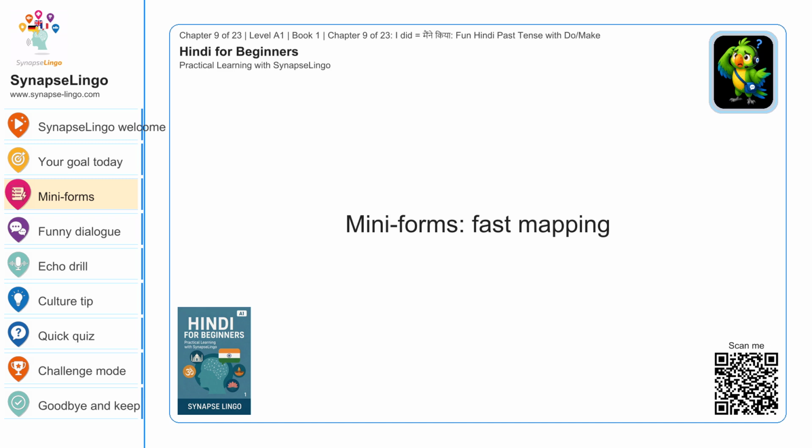Mini forms. Fast mapping. Repeat after me, short, punchy, done. I did: मैंने किया. You did, singular: तुमने किया. He did: उसने किया. We did: हमने किया. It made: इसने बनाया. You, plural, made: तुम सब ने बनाया. They made: उन्होंने बनाया. To make, infinitive: बनाना.